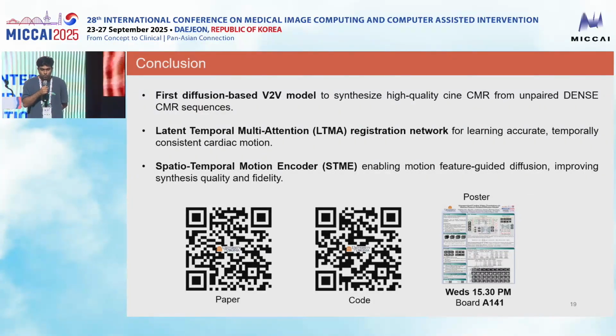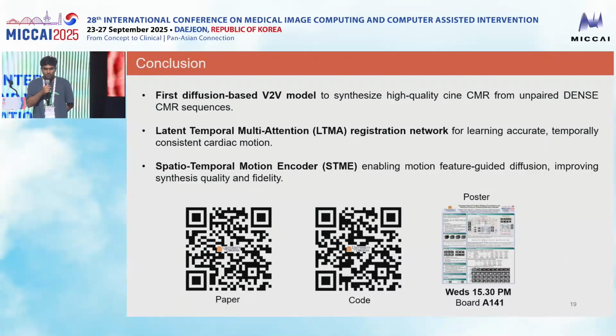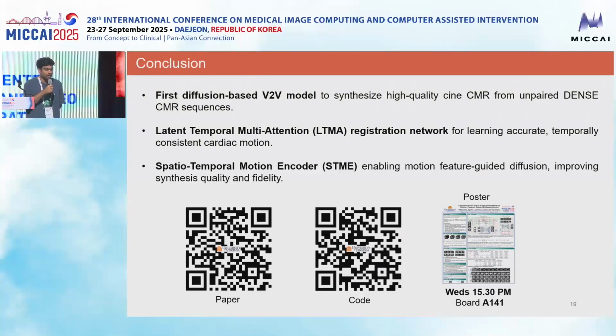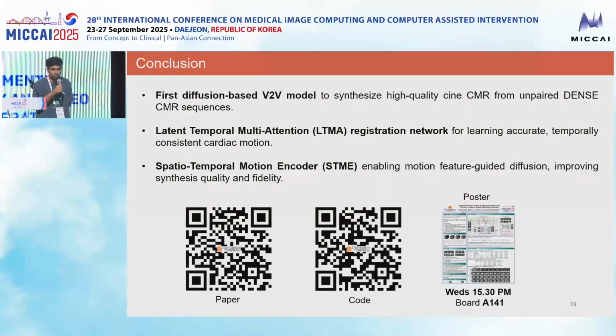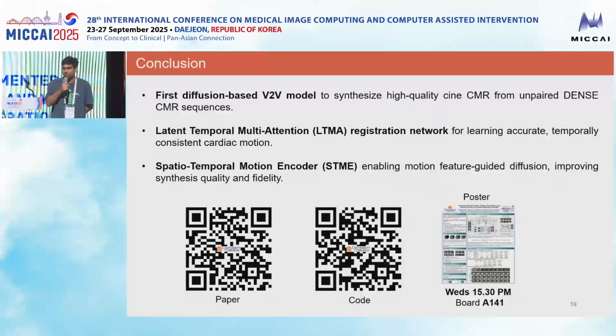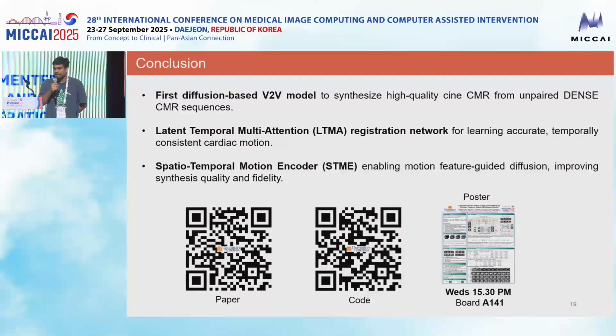In conclusion, we are the first to propose a diffusion model that allows us to synthesize really good quality structures from spatiotemporally misaligned videos like cine and DENSE images. We also propose a latent temporal multi-head attention registration network to capture cardiac motion. And we propose a spatiotemporal motion encoder to encode motion features from the complex cardiac dynamics. Thank you, everyone.